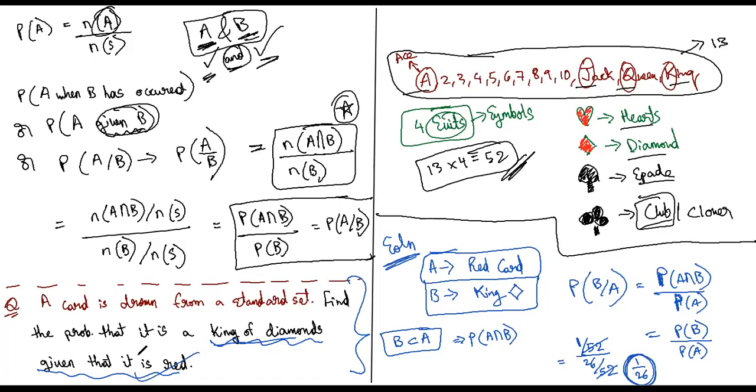See, if this statement was not told, what is the probability that it is king of diamonds? 1 by 52. But luckily, you told it is red. So now you have a better chance of it. King of diamond होने का better chance है ना? So because अभी sample space change हो जाएगा. You don't have to consider all 52.